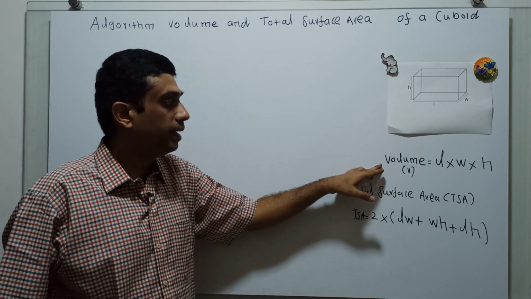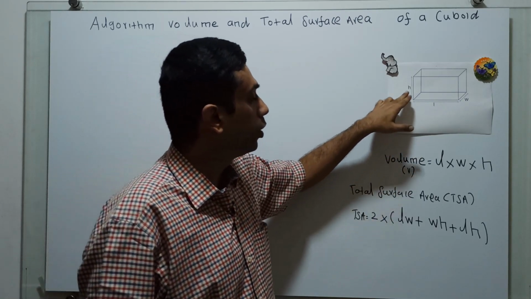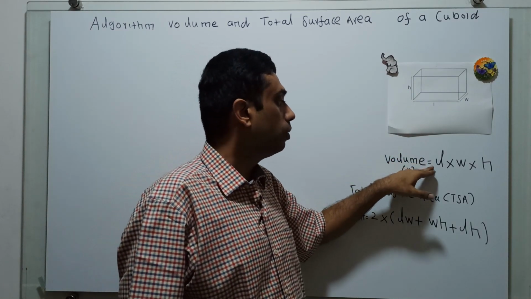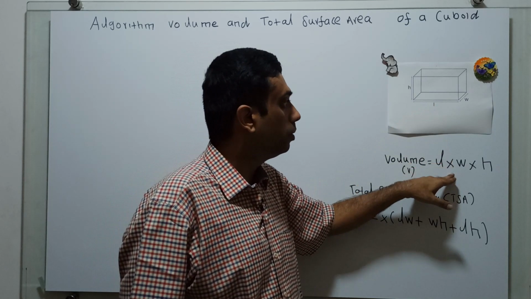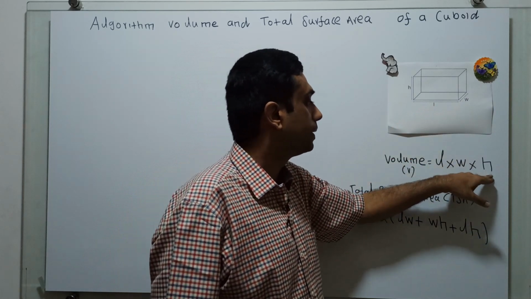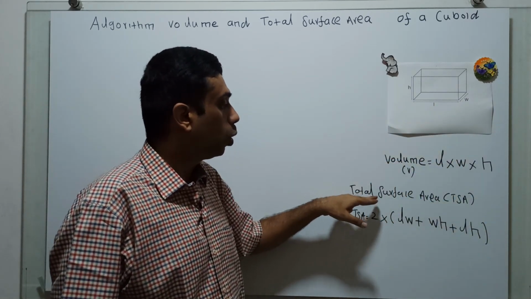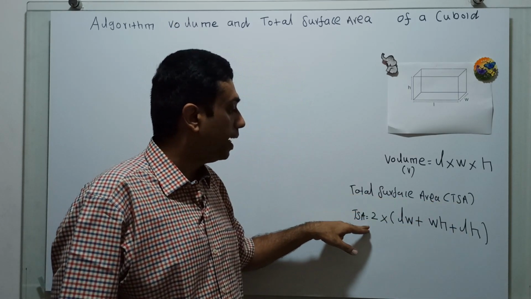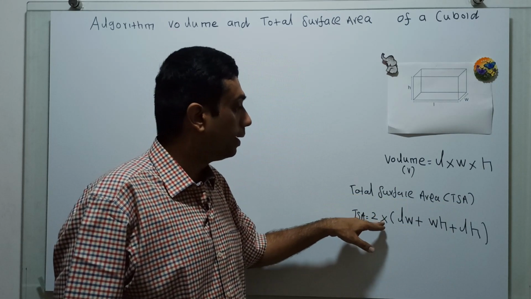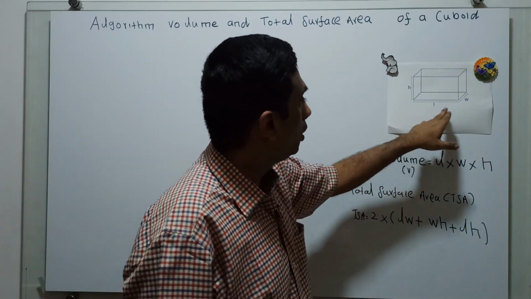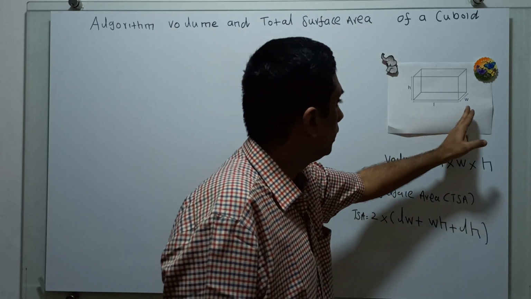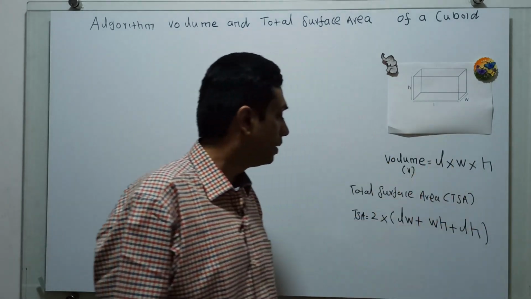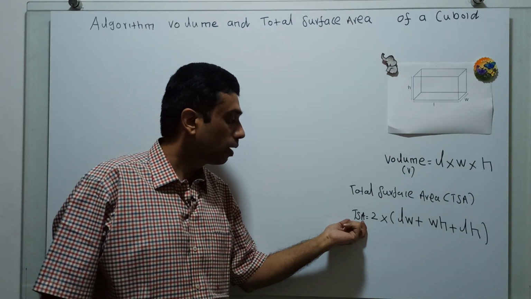So, how to calculate the volume of a cuboid? For volume I am using a variable V: volume equals length times width times height. For total surface area I am using a variable TSA: total surface area equals 2 times (length times width plus width times height plus length times height). This is the way to calculate the total surface area.